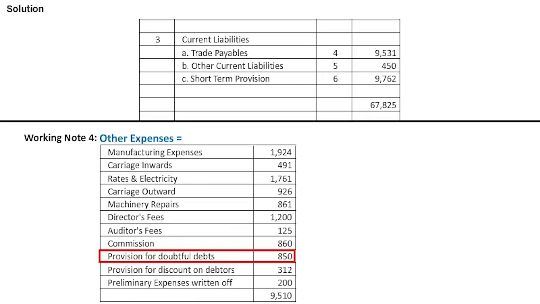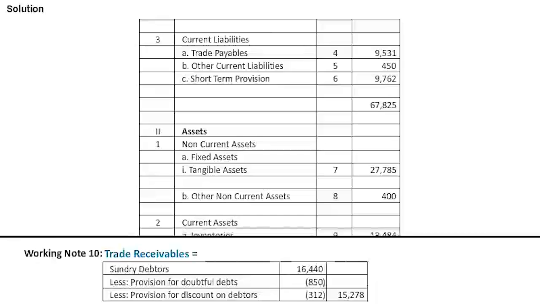Then provide 850 rupees on debtors for doubtful debts. So you have to make a provision now. Provision for doubtful debts 850 will be part of your other expenses, and it will be deducted from your debtors. 850 deducted from debtors.